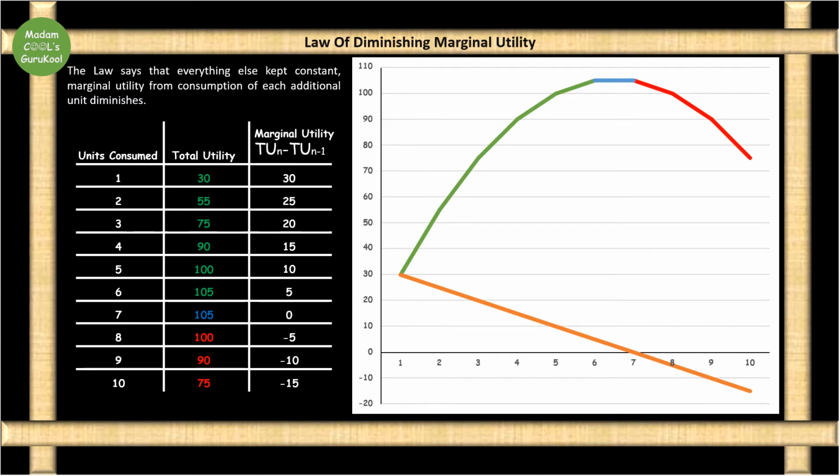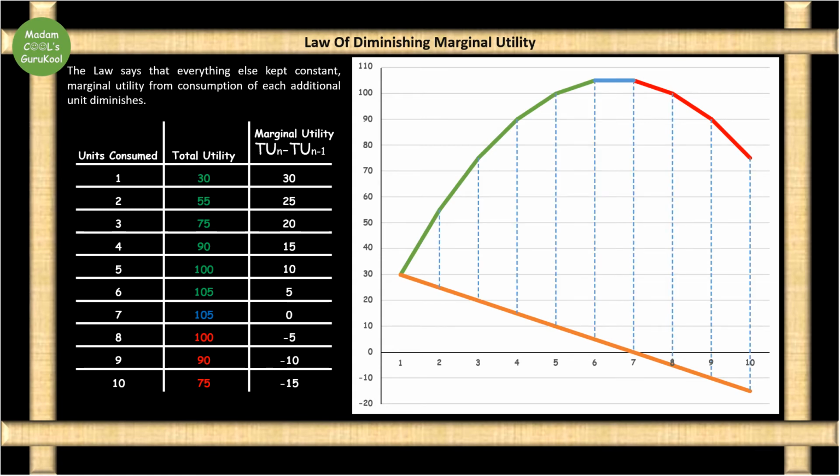So to understand this even further, let's compare both the curves, the total utility and the marginal utility. When the total utility becomes constant, the marginal utility is touching zero, which means the maximum satisfaction that particular product could give you is being reached.